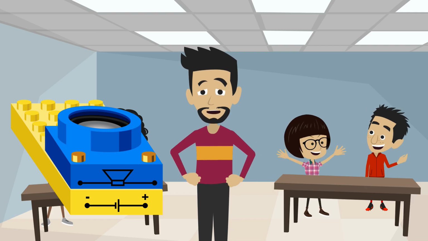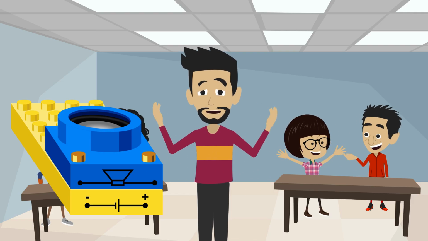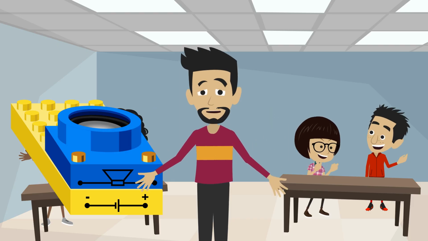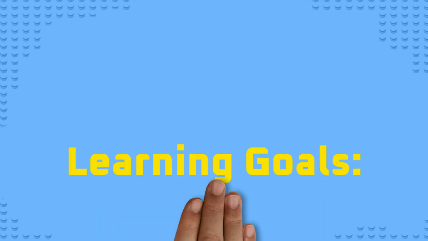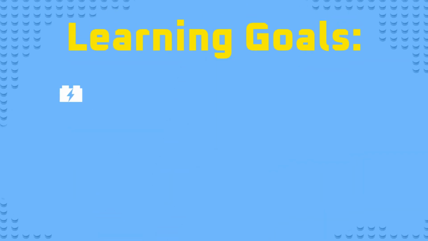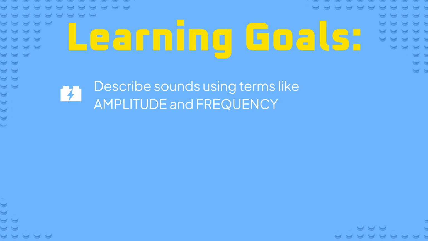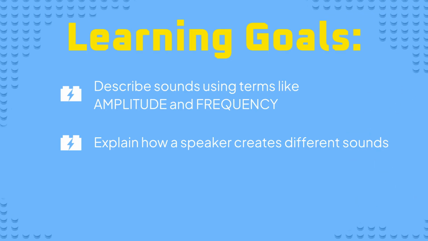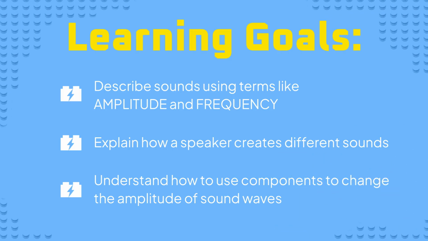In this final segment, we're going to learn about sound. How is it generated by a speaker, and how can we use our circuit knowledge to build something that makes sound? By the end of this video, you'll be able to describe sound by its wave characteristics of amplitude and frequency, explain how a speaker functions and makes high and low frequency sounds, and learn how to control the amplitude of sound waves using the components in the kit.